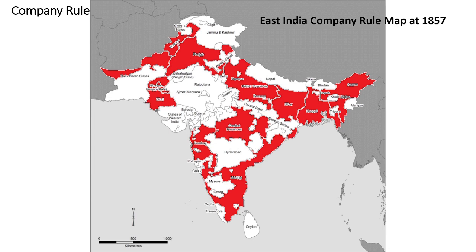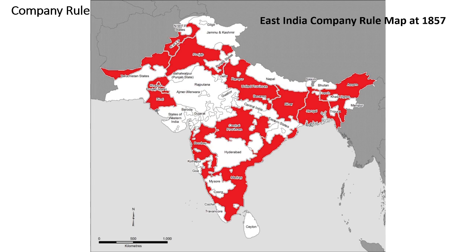This is the East India Company rule map at 1857. The red color provinces are directly ruled by the East India Company, and the white color provinces like Jammu Kashmir, Hyderabad, Rajputana are ruled by the prince. Thus, these provinces are also called princely states.